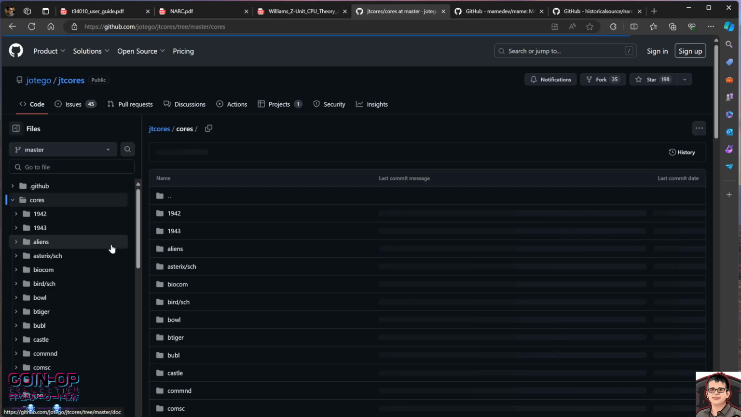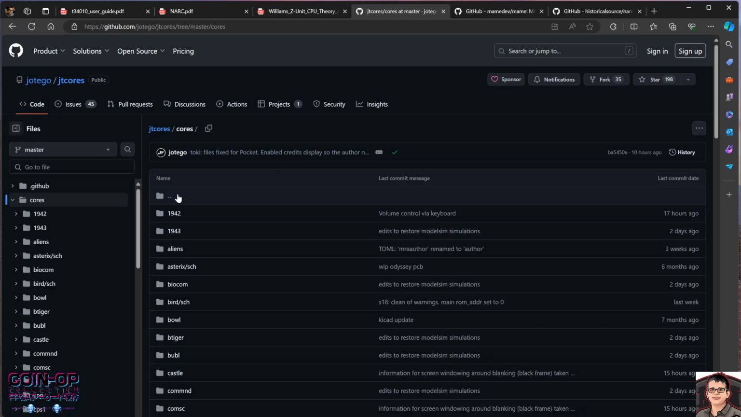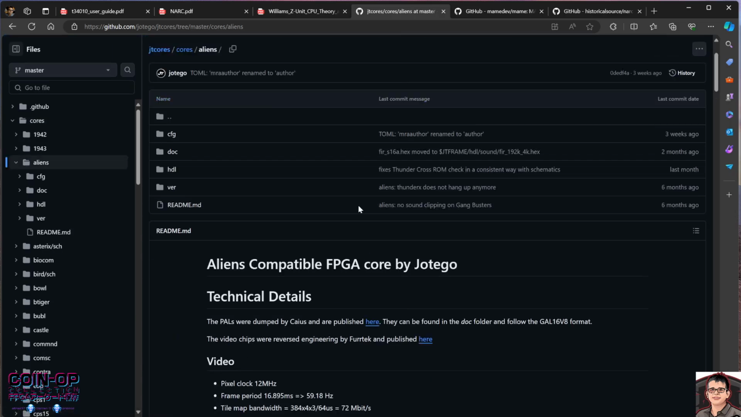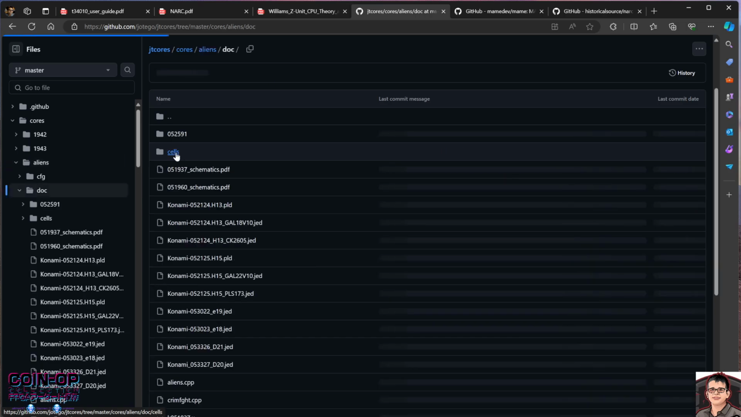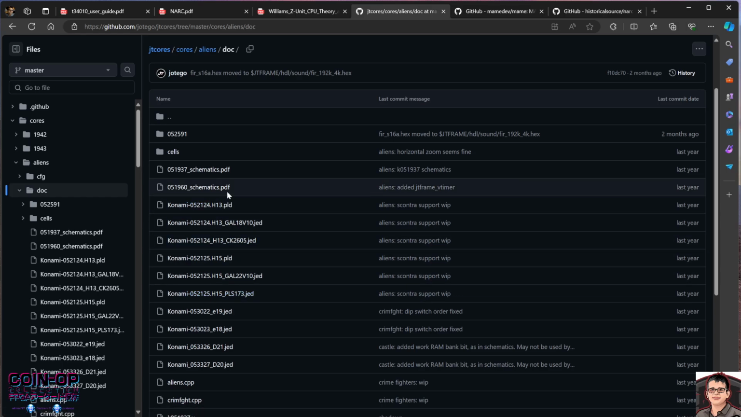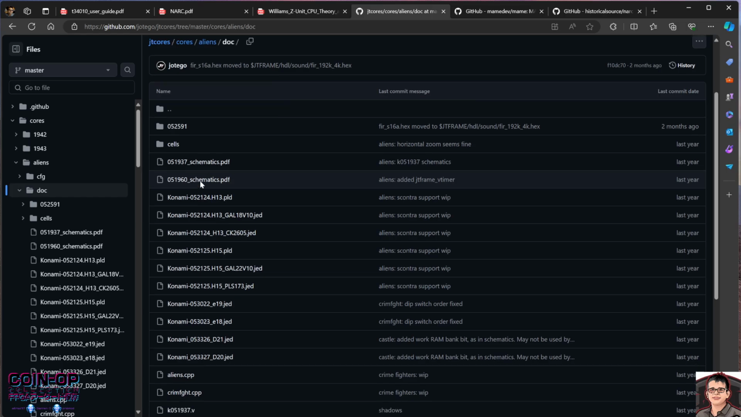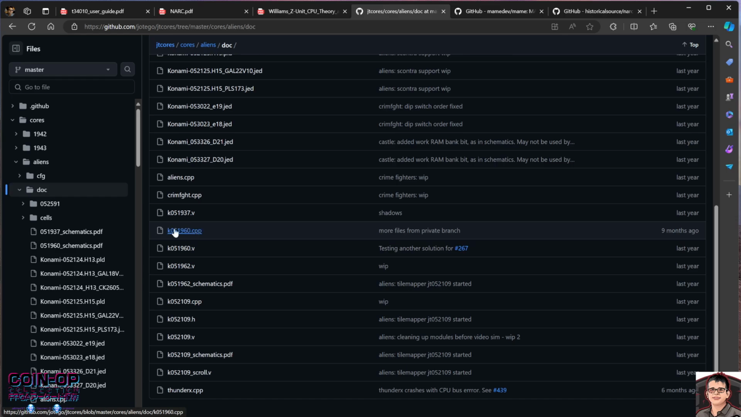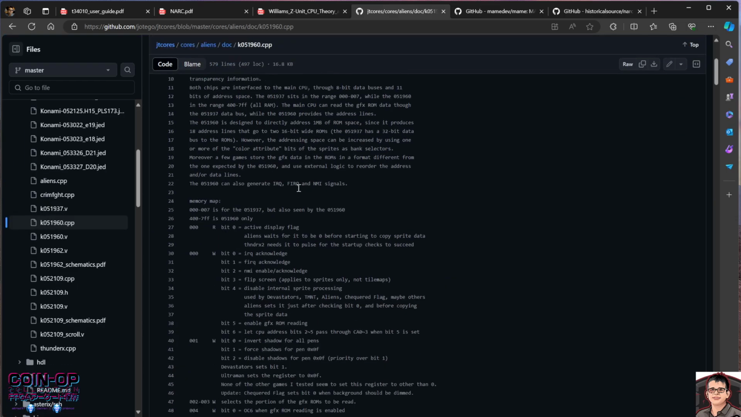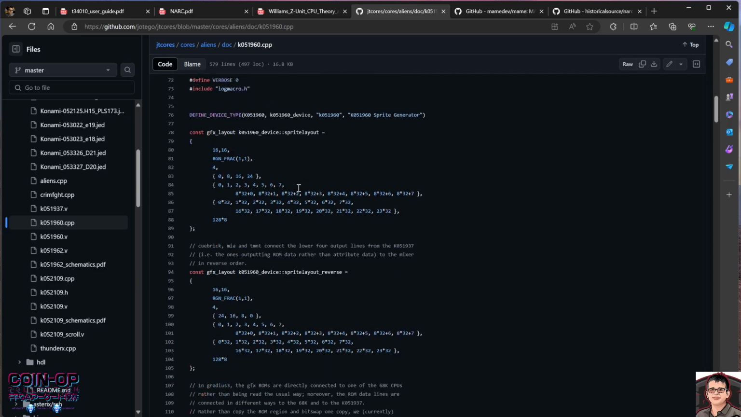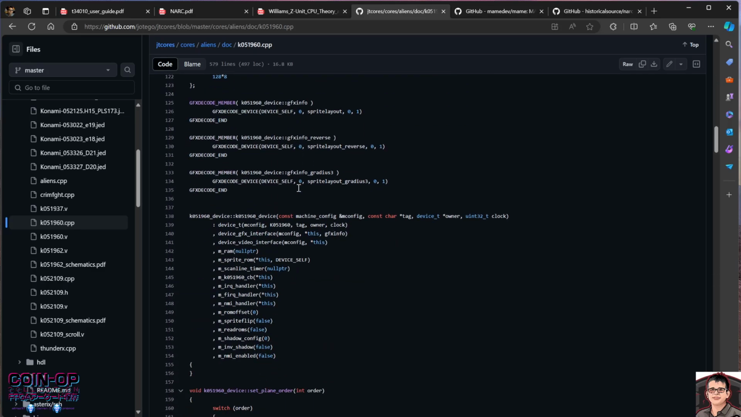So I'm going to open up the cores directory here in Jose's repository, and for example, go to aliens. If you take a look at the doc directory in any one of these cores, you'll notice that it includes dumps if they exist, like JEDEC files. It includes schematics, which most of the time he builds in house. He has people that do that. But you'll also notice CPP files. These CPP files obviously come from MAME, right? They're different sources in MAME, which are used as documentation.